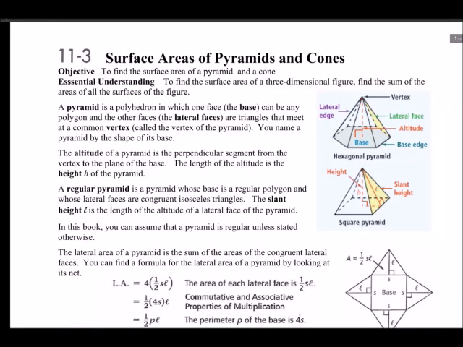11.3 Surface areas of pyramids and cones. The objective in this lesson is to find the surface area of pyramids and cones. So once again, we'll start out with some vocabulary.